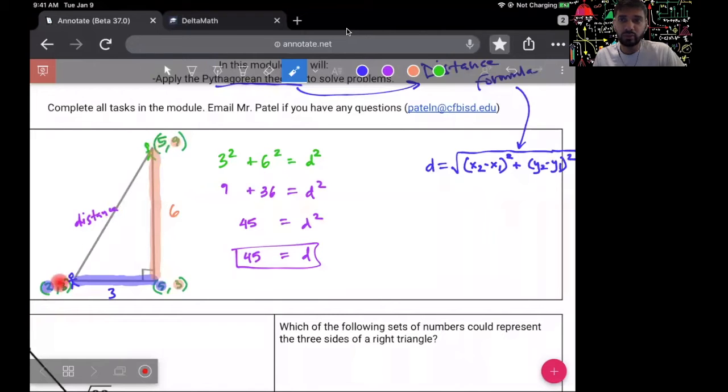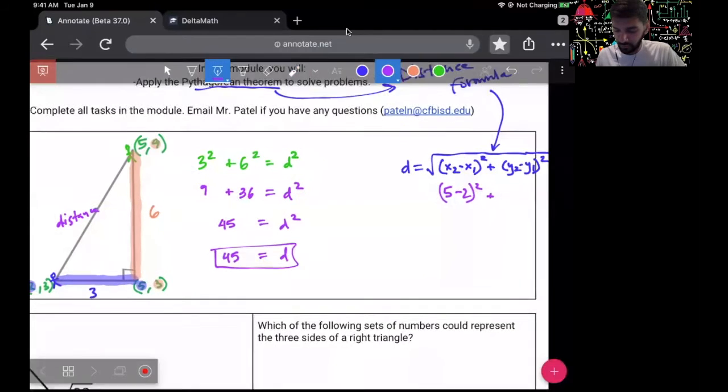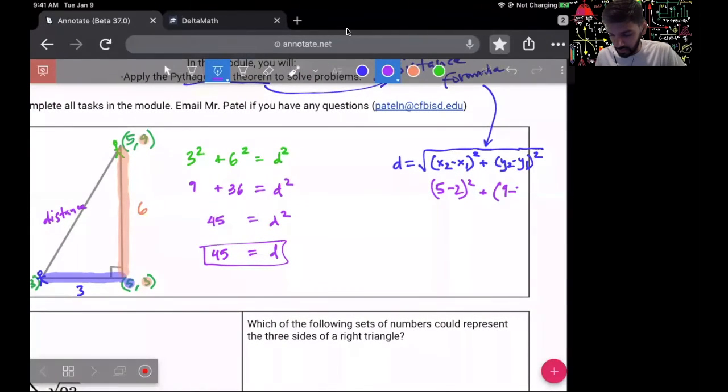What's 5 minus 2? I'm going to put that in right here, 5 minus 2, and I'll put a squared there because I have x2 minus x1 squared, plus y2 minus y1. What's 9 minus 3? 9 minus 3 is just 6. So I'll put that right here, 9 minus 3 squared. We still need that big square root to go over everything, just like we started off in the formula. And we have d equals all of that.